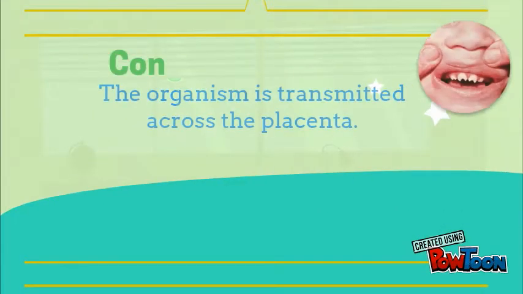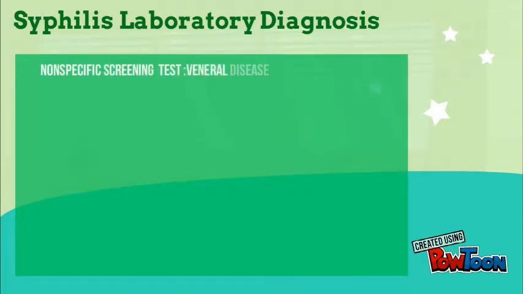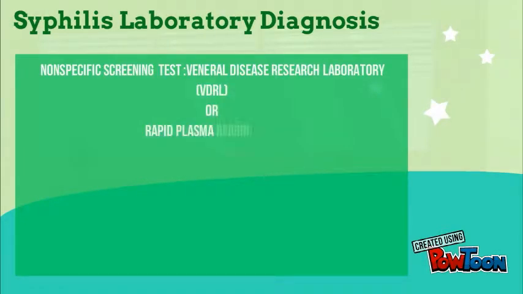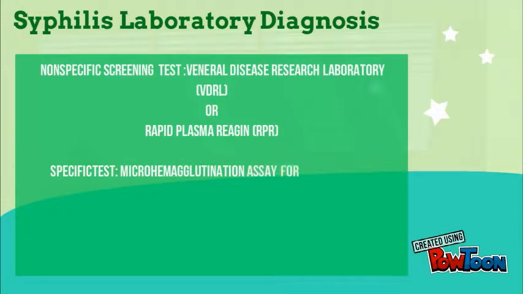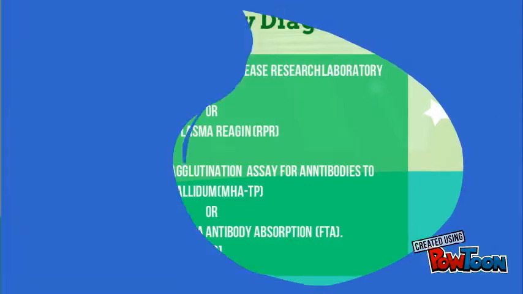Congenital syphilis. The organism is transmitted across the placenta. It manifests as several symptoms such as hemorrhagic nasal discharge, Hutchinson teeth, and 8th nerve deafness. How to detect syphilis in pregnant women? Non-specific screening tests such as VDRL or RPR are performed. Positive screening tests must be followed up with treponemal-specific tests such as MHA-TP or FTA.